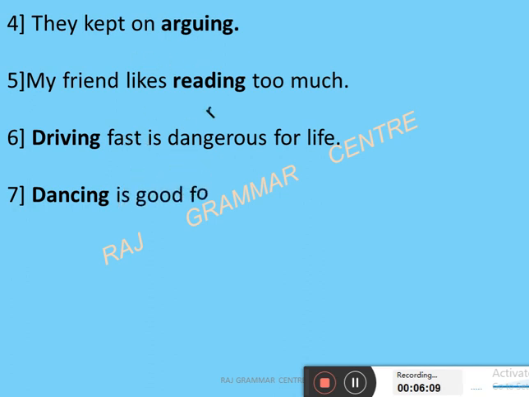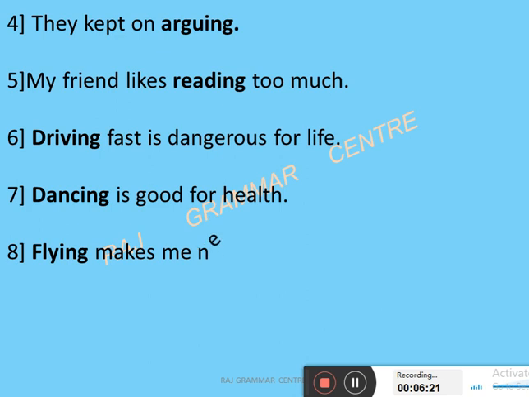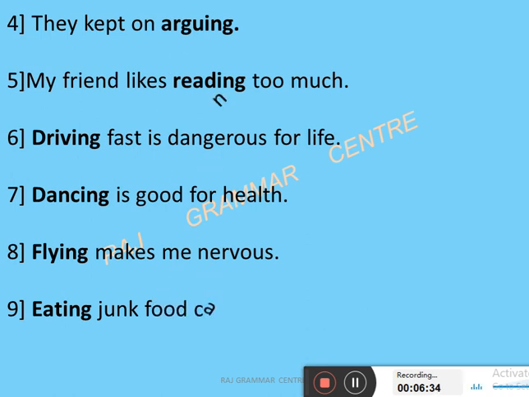Driving fast is dangerous for life. Driving fast is in which place? That is the subject place, and is is the main verb. Remember one thing: whenever only an auxiliary verb is there, it is considered the main verb. Like when I say I am fine, am is the main verb, but when I say I am feeling fine, then am is an auxiliary verb, because feeling is the main verb.